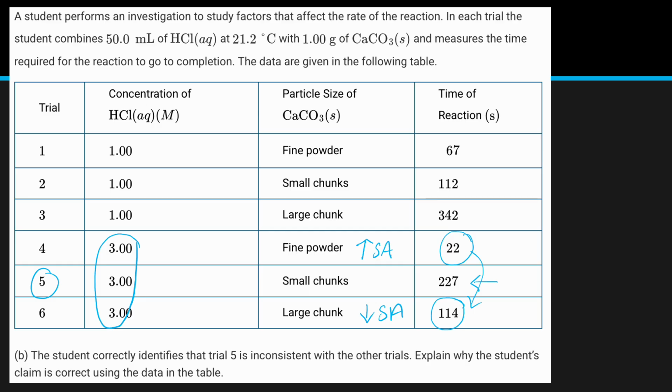So that would be the way that I explain it. You could also explain it by comparing it to the other experiment with small chunks that is also part of the rubric.